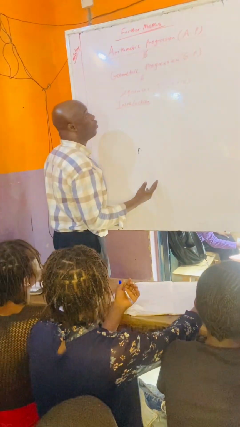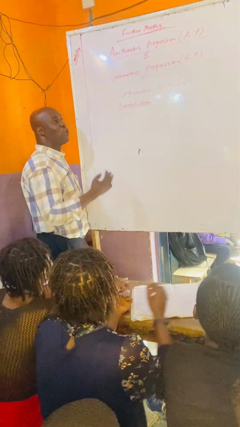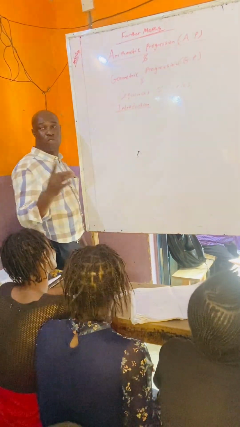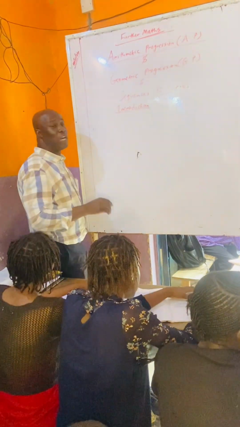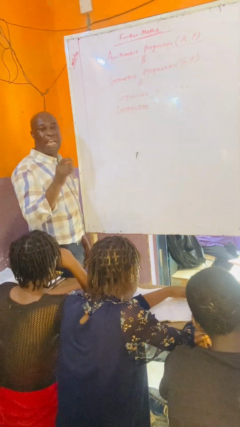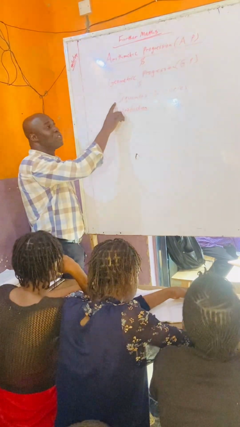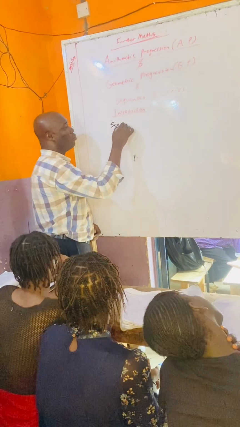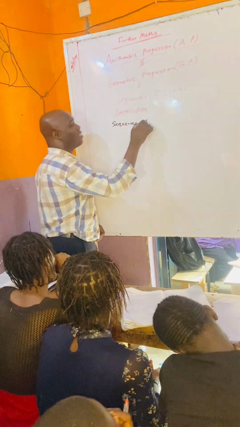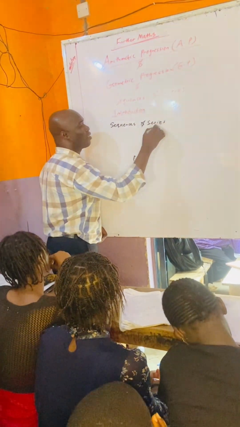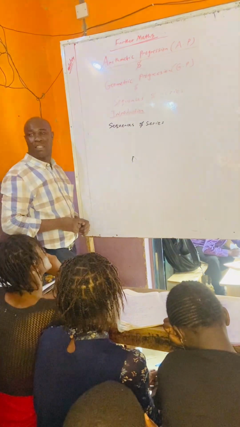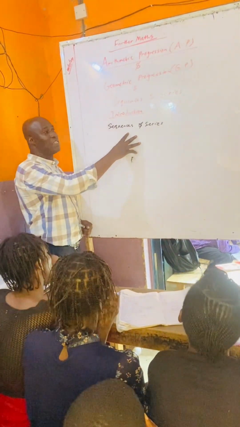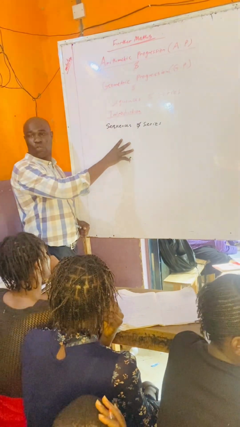That's AP. Geometric progression, that's GP. And we have sequences and series, SS, not sickle cell. So I want you to note that everything starts from sequences and series. Are we together? Yes, sir. Two of them are not the same. There's a slight difference in between the two.